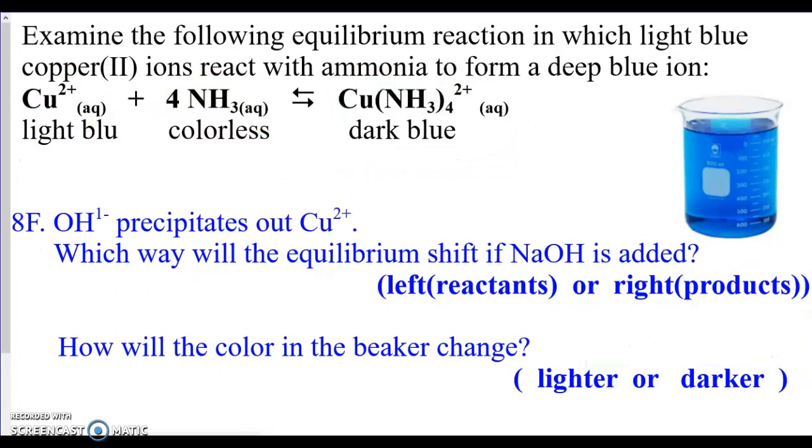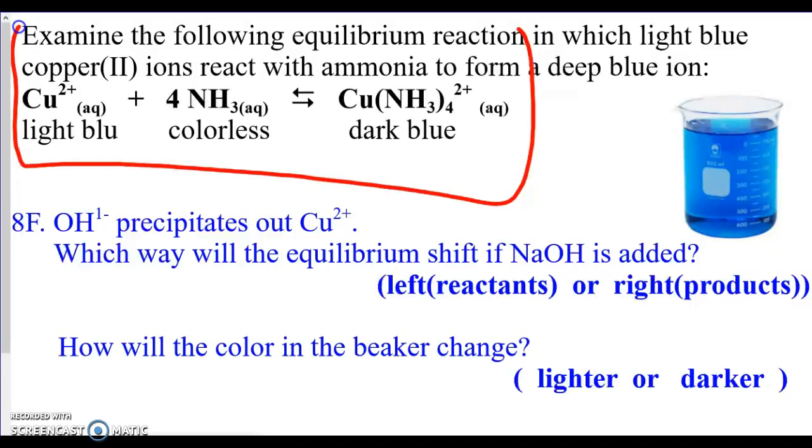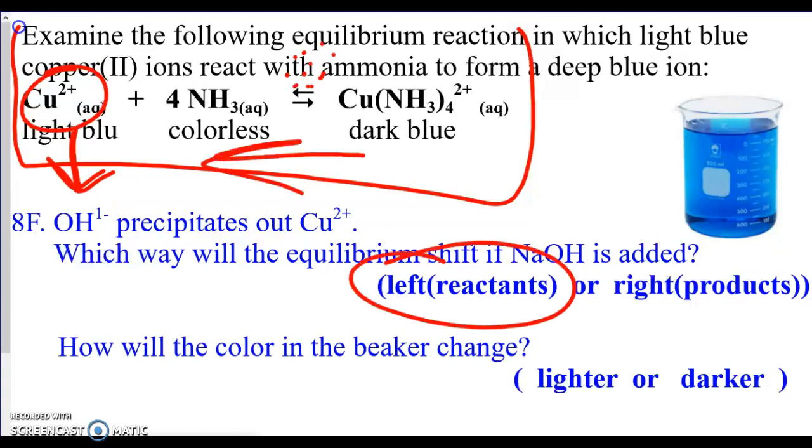Hydroxide precipitates out the copper-2 ions. Which way will the reaction shift? See if you can figure this out on your own. Pause the video. So again, we're going to add some hydroxide ions to it. It's going to take this out of our solution. So that is the stress. The reaction is going to try to replace the copper ions that we just removed. So the reaction will shift that way towards the reactants. The reactants are lighter in color, so they will become lighter in color.